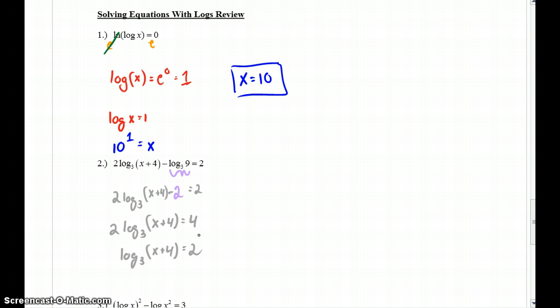Now we can convert this from log form to exponent form. So we have 3 is the base, the exponent's 2, equals what's inside of here, x plus 4. 3 squared is 9, equals x plus 4, so x equals 5.